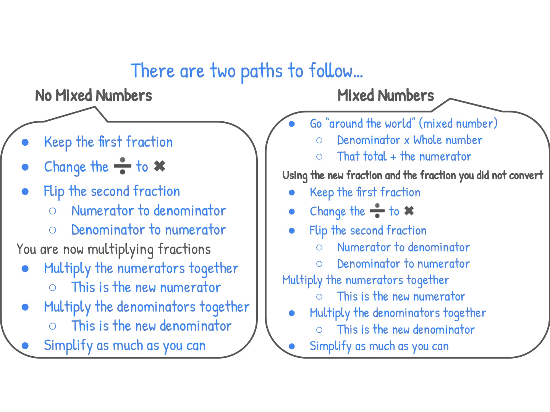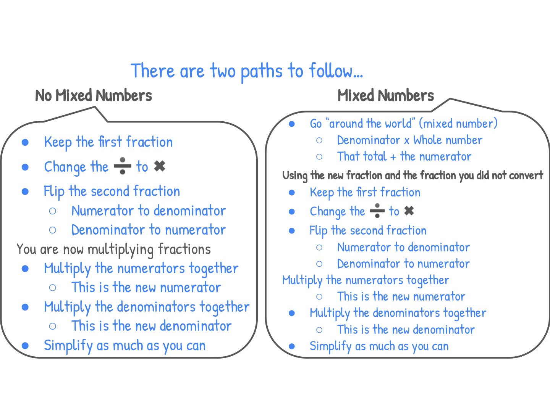You want to multiply the numerators together, that becomes the new numerator. You want to multiply the denominators together, and that becomes the new denominator. Simplify as much as you can to keep your answer in fraction form, not decimal.